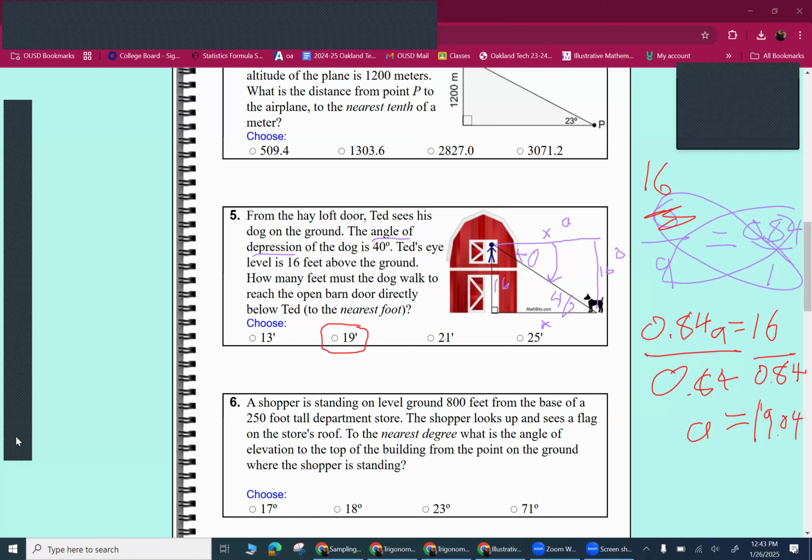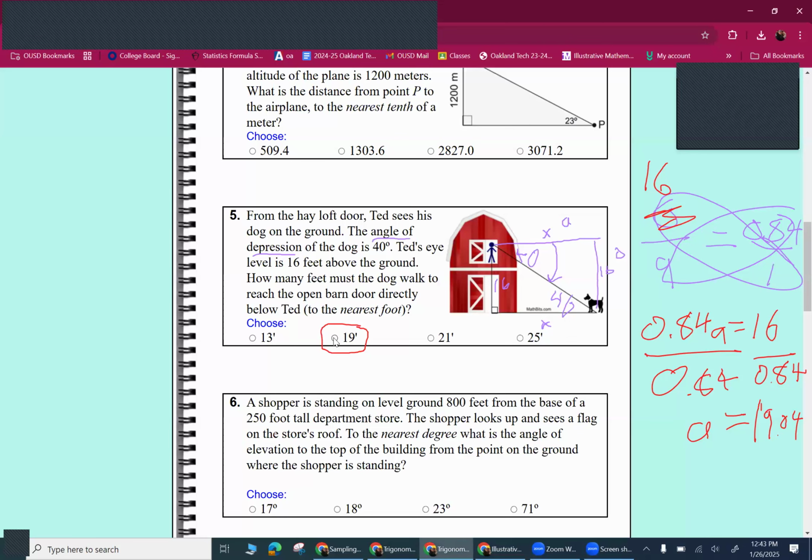Let's just make sure that's right. 19. Great. Okay. Let's see. We're going to do two more, I think. All right. Let me clear all this out.